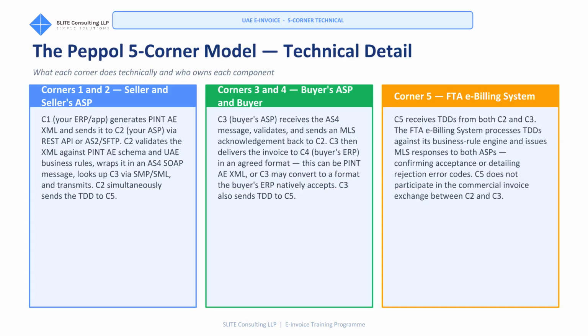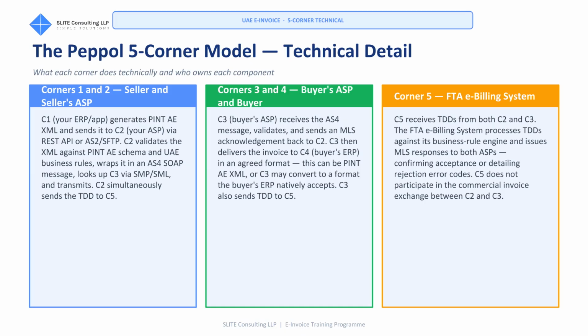The 5-corner model labels every actor in the flow. Corner 1 is your ERP. It generates .ae XML and pushes it to corner 2, your ASP, via REST API or SFTP. Corner 2 validates, signs, looks up the buyer via SMP and SML, wraps the message in AS4, and transmits to corner 3, the buyer's ASP. Corner 2 also sends the TDD to corner 5.